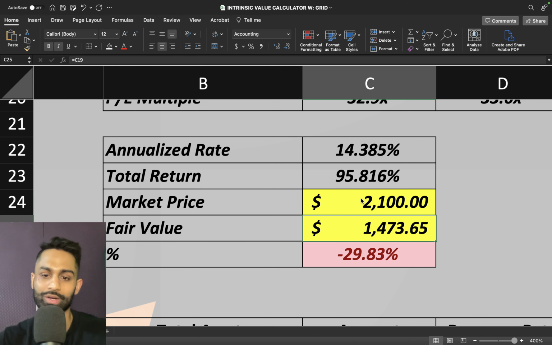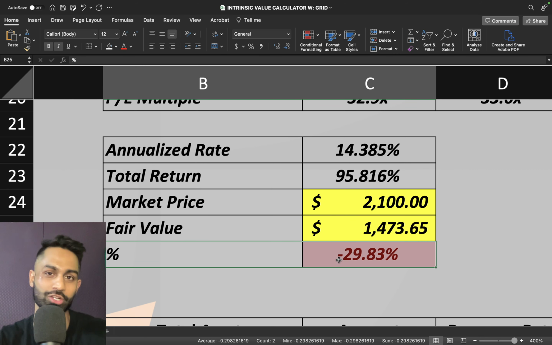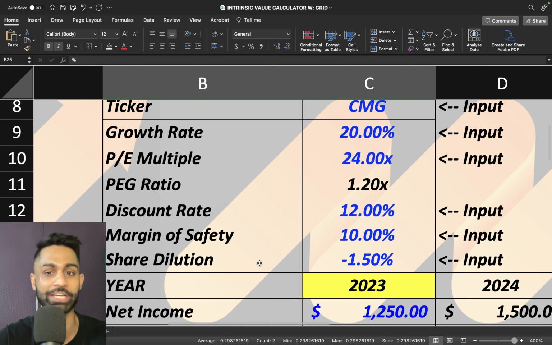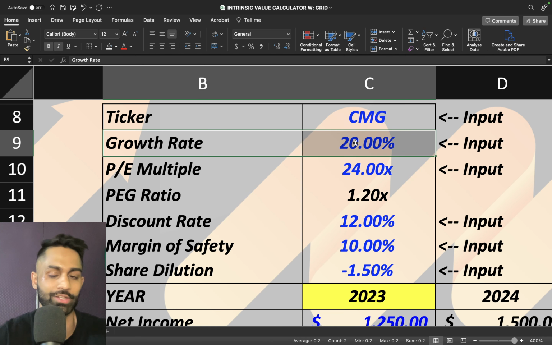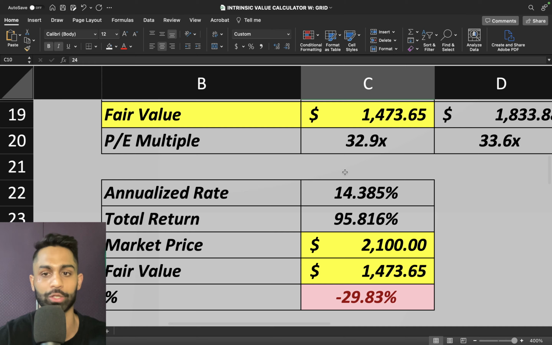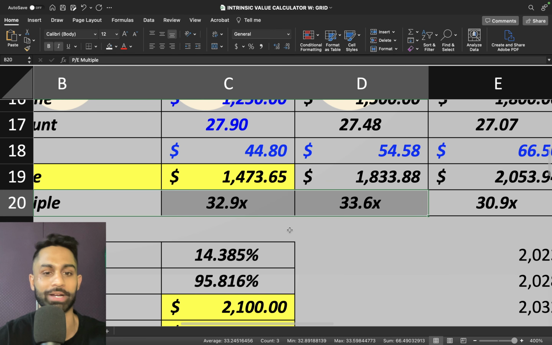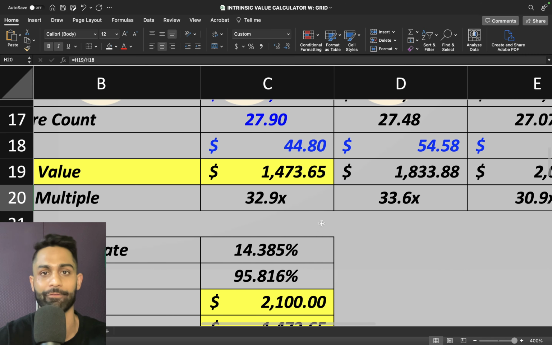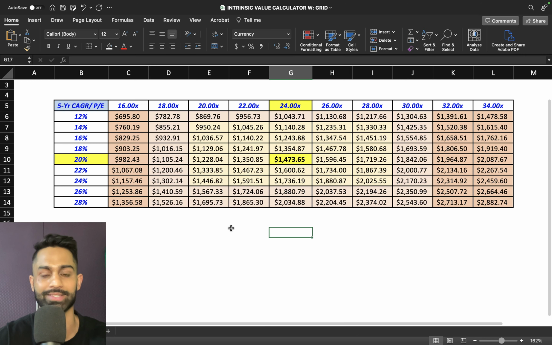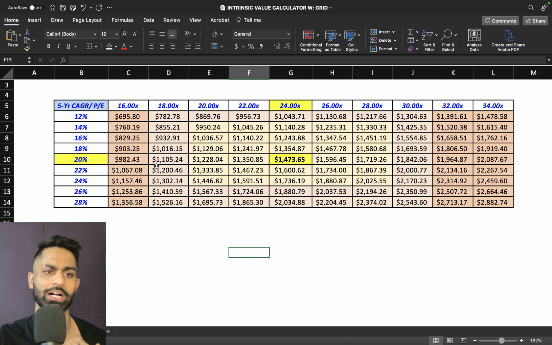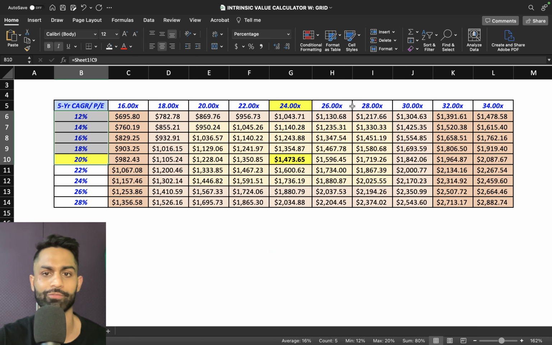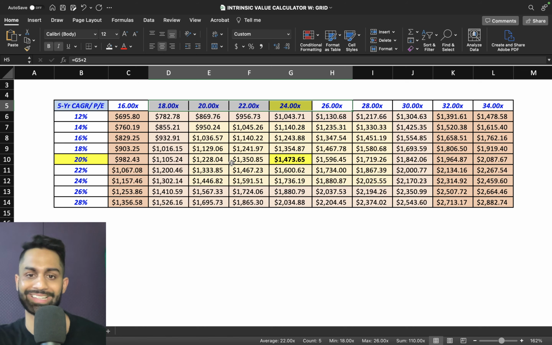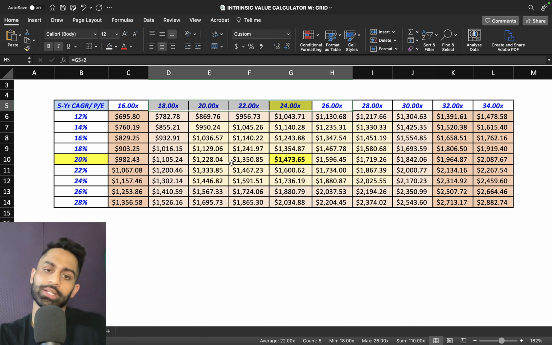Right now it's trading at 2100. That means at least a 30% potential downside is needed for Chipotle to be trading at somewhat fair value, right? Just based on the expectations that they're going to be able to grow earnings by, let's say, 20%, trading at a 24 times P/E multiple. So we're looking for a huge compression in the price earnings multiple from 32.9 down to as low as 24 times in 5 years. And this right here is going to be that sensitivity grid. So again, you can take a look at this for yourself, depending on different growth rates and different P/E multiples, where that fair value might end up for Chipotle.